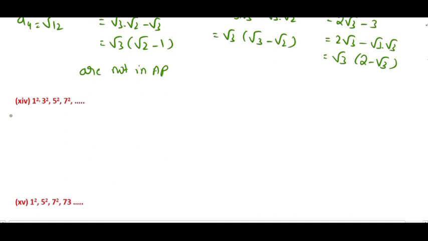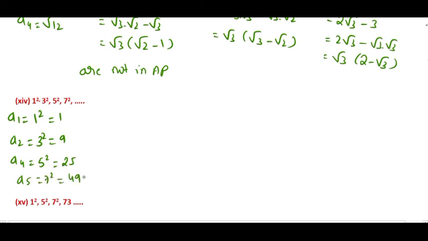What is a1 here? a1 is 1 square, that is equal to 1. What is a2 here? 3 square, that is equal to 9. a4, how much is it? 5 square, it is 25. And what is a5 here? 7 square, that is 49. See here, common difference, a2 minus a1. What is a2 here? 9. What is a1 here? 1. 9 minus 1 is 8.